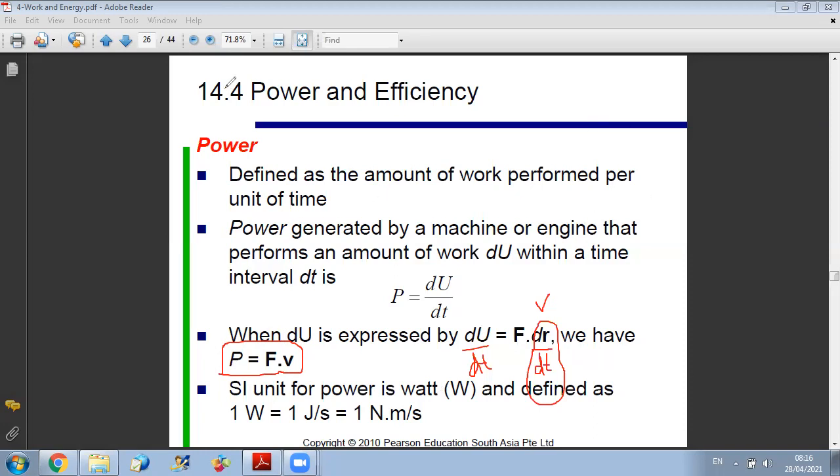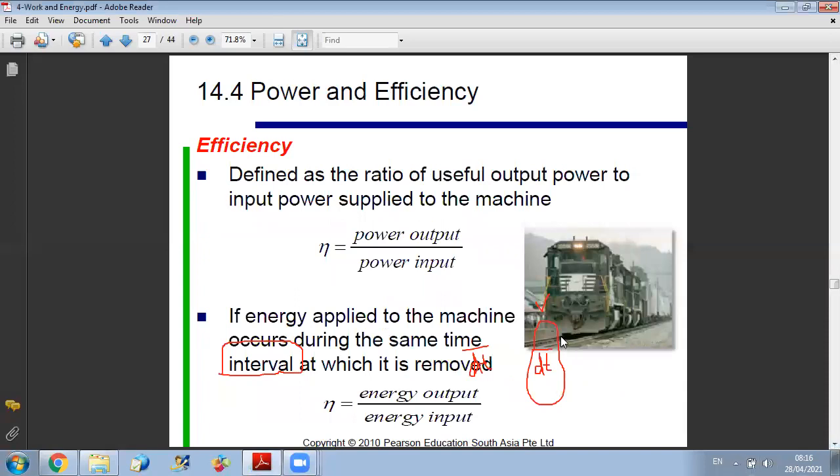Now, what about efficiency? You know that in any problem or in any case, the output will in general be smaller than the input because we have losses. So in order to compute the amount of losses for a certain machine, we define the efficiency. The efficiency represents the power output over the power input.